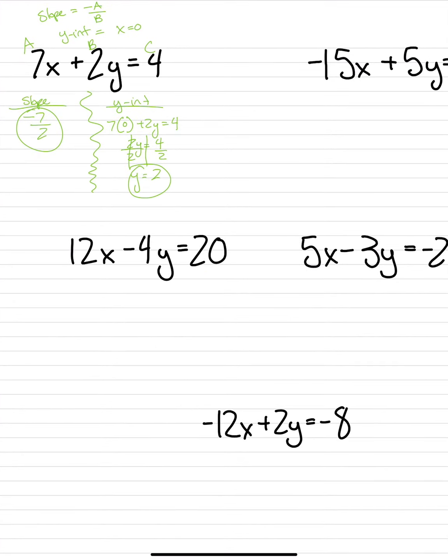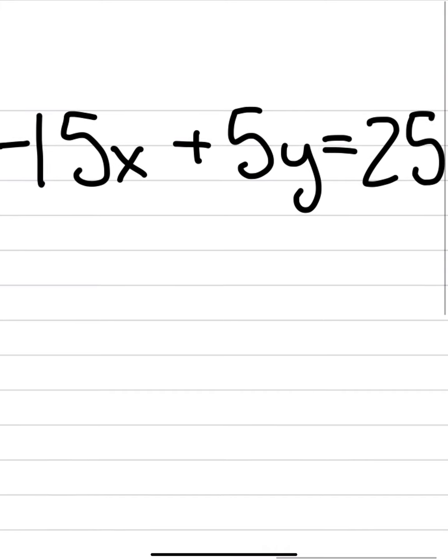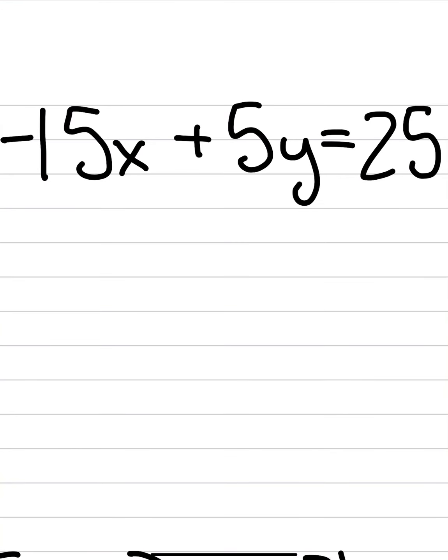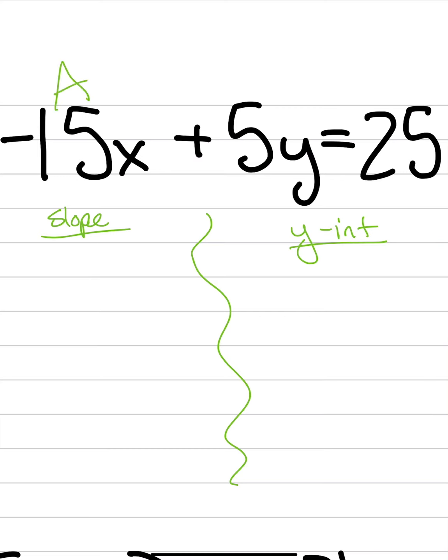Okay, so let's take a look at number 2 over here. All right, so once again, we want to find the slope and the y-intercept, and we're just going to break this up into 2 pieces. So we want our slope first. We have an A, we have a B, and we have a C. So I want my opposite A over B for my slope. We have a negative 15. I need the opposite of that, so it's going to be positive 15 over our B, which is 5.